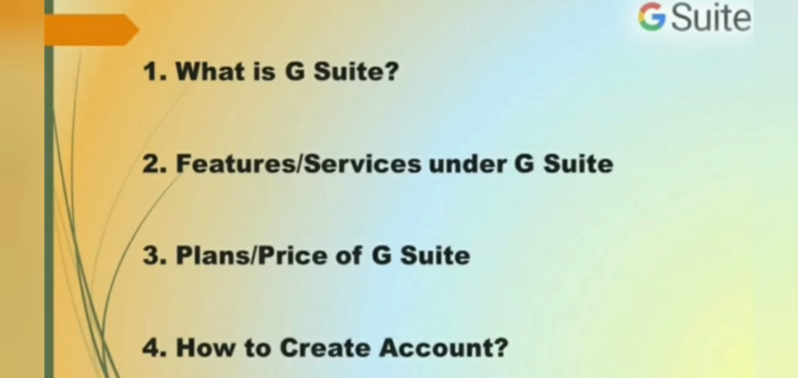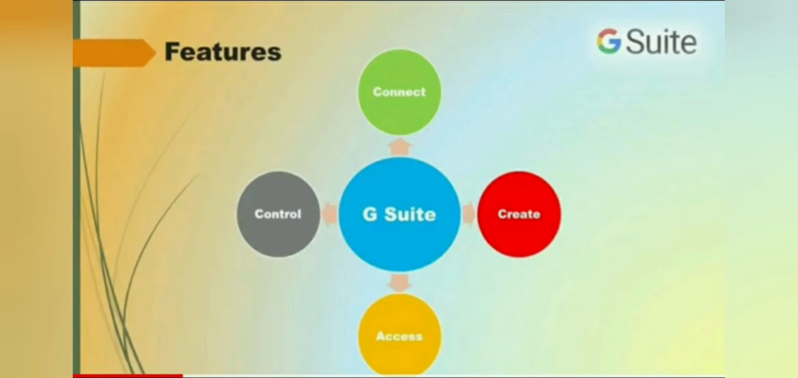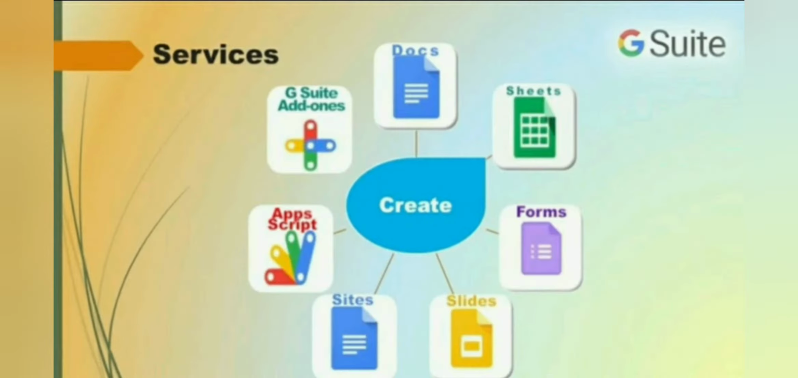Okay, so Gsuite is a suite of cloud computing, productivity and collaboration tools, software and products developed by Google Cloud. Okay, so there are four main features available under Gsuite. First one is create, connect, control and access. These are the four main features available under Gsuite. Okay, then let us see what are all the features available under the create option.